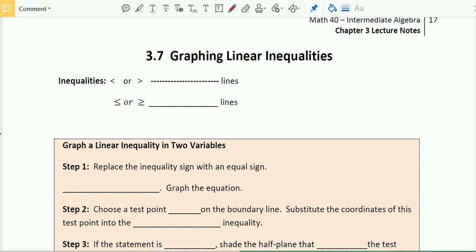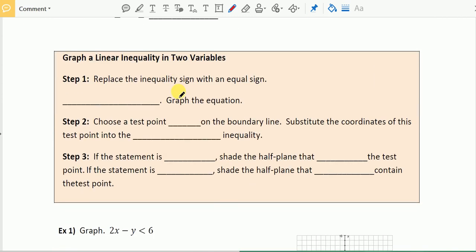The last section to review in this chapter is section 3.7 in the notes, graphing of linear inequalities. Inequalities are represented by the symbols less than, bigger than, or with an equal sign, right? If you don't have the equal sign, then you use a dashed line. If the inequality does include the equal sign, then you have to use the solid line without the dash in between.